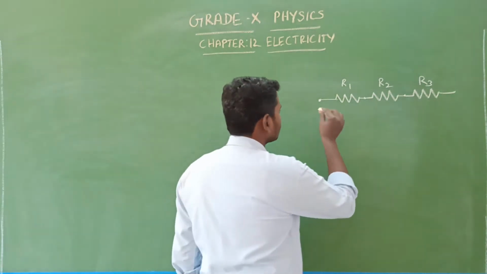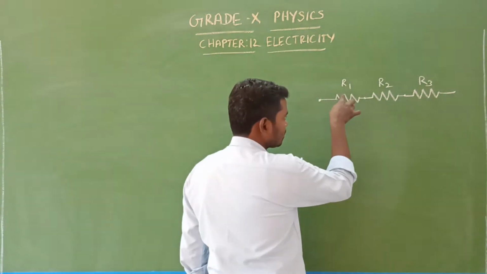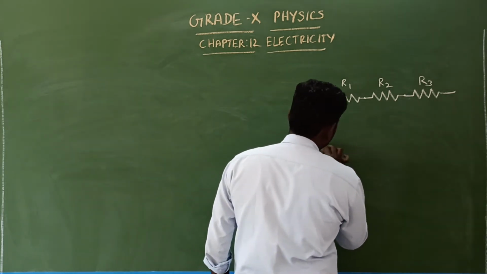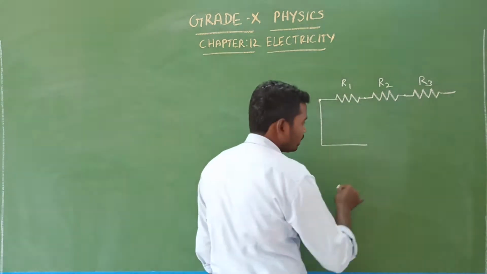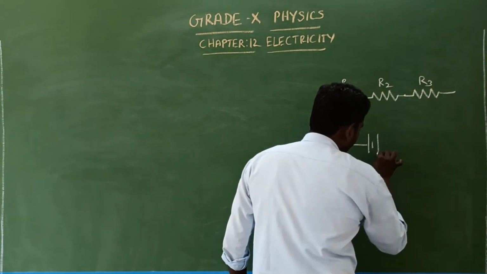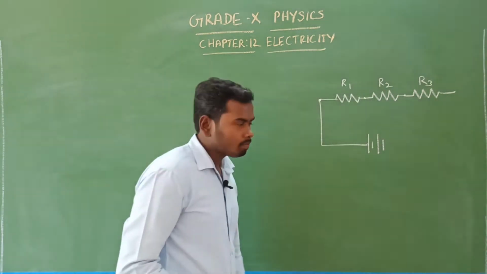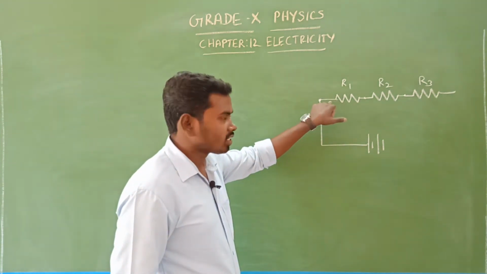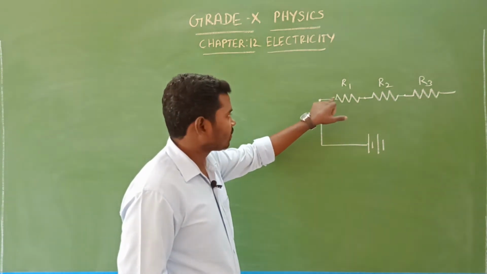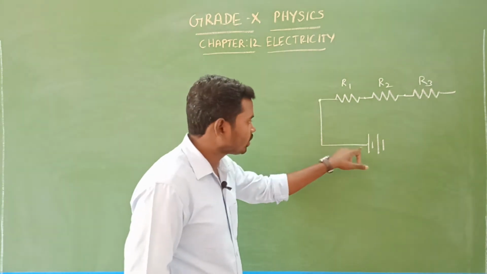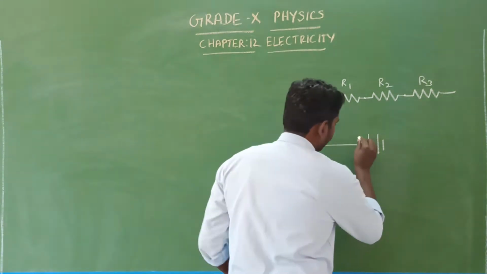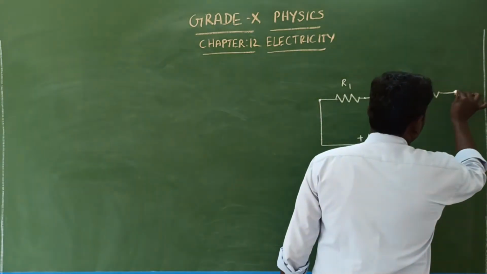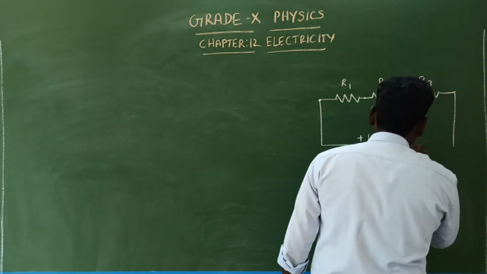Next, this is resistor 1. The first end of resistor 1 is connected to the positive terminal of the battery. This is the first resistor and this is its first end. The first end of resistor 1 is connected to the positive terminal of the battery. Next, the last end of the last resistor.